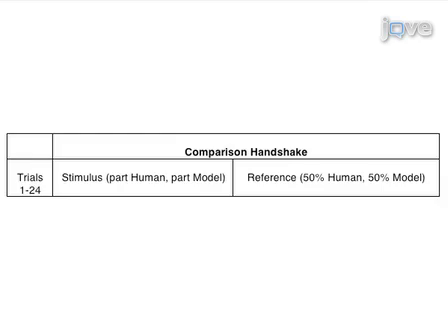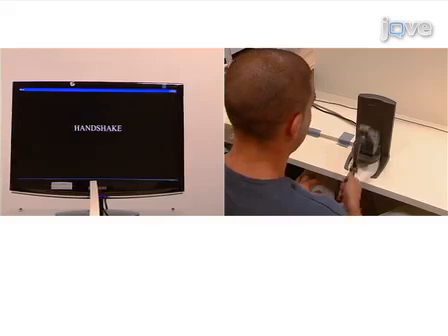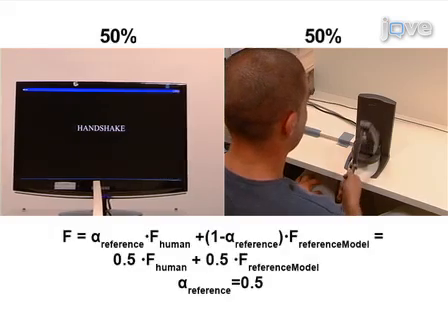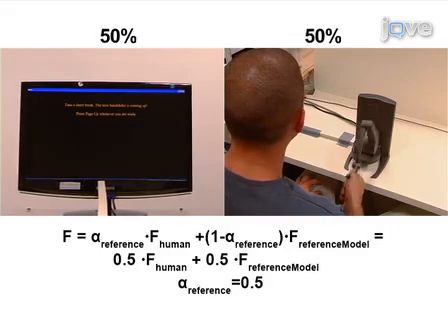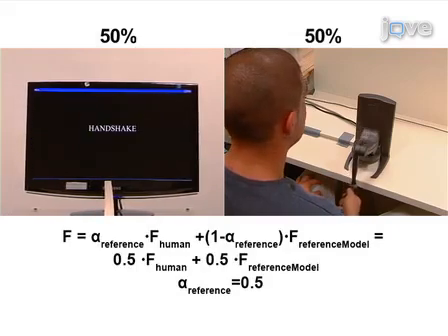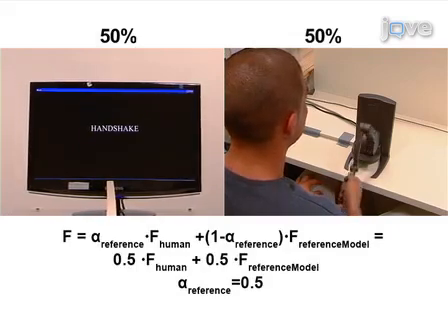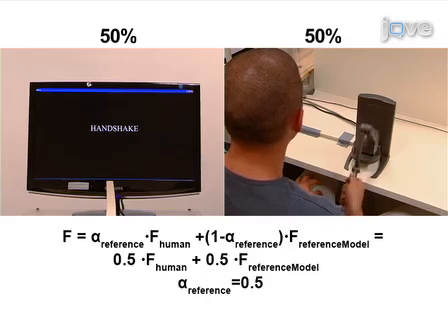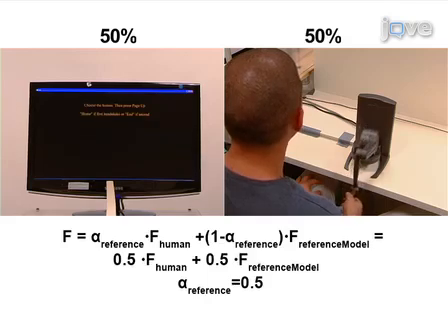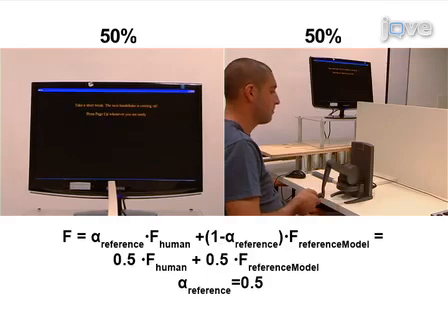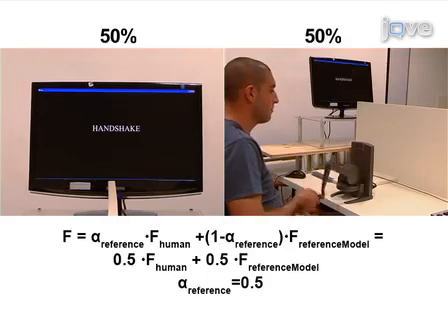The 2 handshakes are a stimulus handshake and a reference handshake, each of which is a combination of human and model forces. In the reference handshake, the handshake felt by the interrogator is an even mixture of the forces generated by the human and a computer-generated model. In other words, while the human participant makes handshaking motion, that handshake only makes up 50% of the force perceived by the interrogator, with the remaining 50% of the force coming from a model.